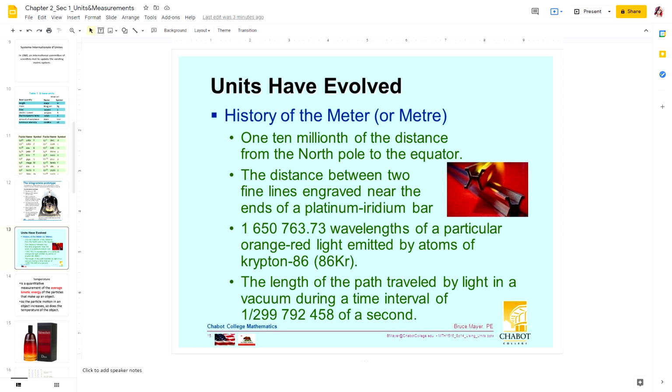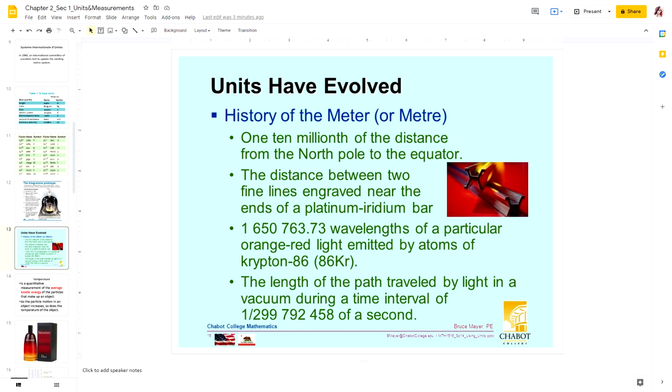Distance between two fine lines engraved near the ends of a platinum iridium bar. It is also regarded as 1,650,763.73 wavelengths of a particular orange-red light emitted by atoms of krypton-86, and the length of the path traveled by light in a vacuum during a time interval of 1/299,792,458 of a second. So that's the history of the meter.